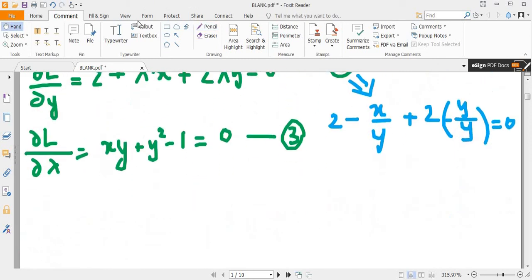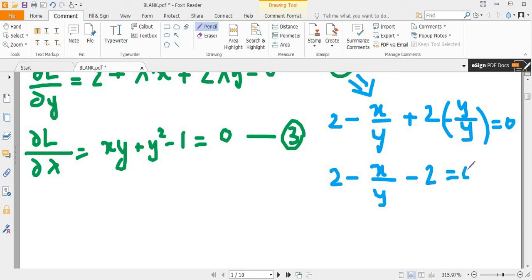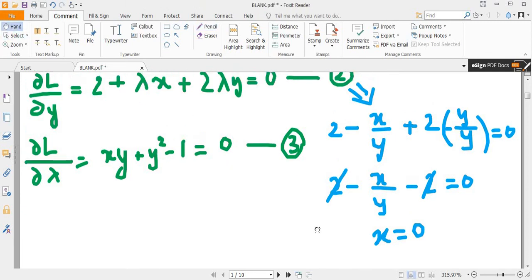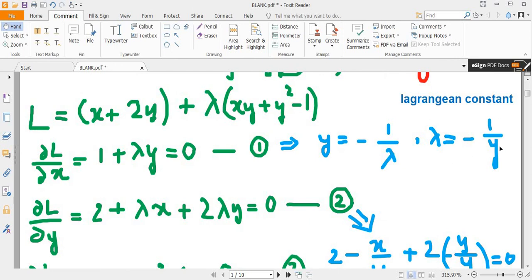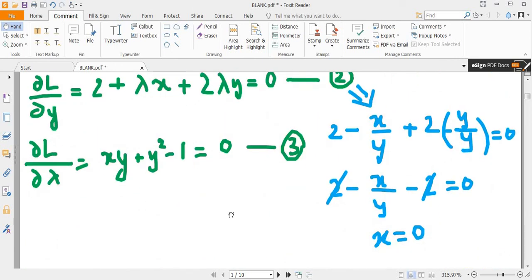Now what do I get if I simplify it? y and y can get cancelled, so I end up with 2 minus x by y, and this is equal to 0. No wait, this 2 and this 2 can get cancelled, and I end up with minus x by y equal to 0, which boils down to x equal to 0. So from the first equation I get lambda equal to minus 1 by y, and from the second equation I get x equal to 0.